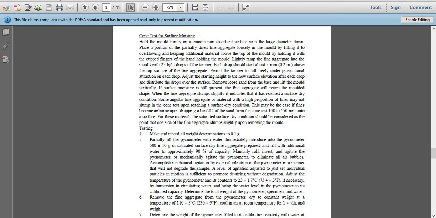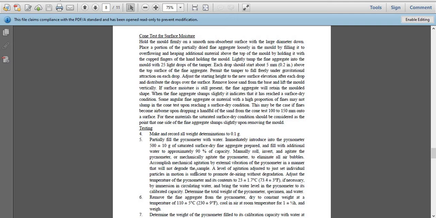So this is part 1. Only after you ensure the sand is in SSD condition, you can move on to part 2. Part 2 is exactly the same as what you conducted in your virtual lab just now. You need to get the pycnometer, the empty weight of the pycnometer, and then the weight of the pycnometer with 500 grams of sand, and then the same setting with water, and then the pycnometer with only water. So it's exactly the same. The second part is the same as your virtual lab.